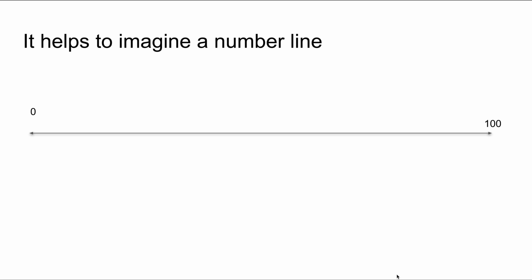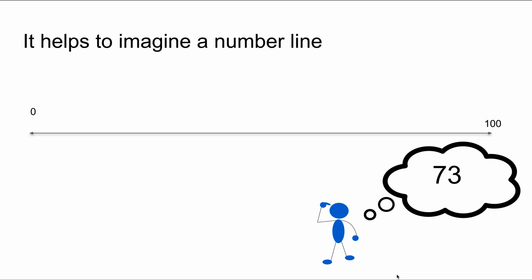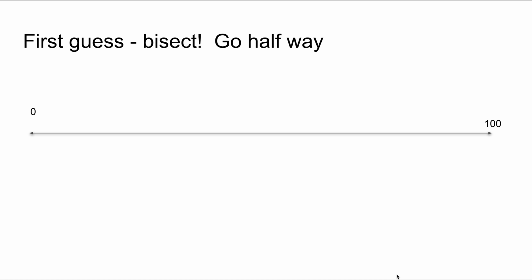So first thing I want you to imagine is a number line. So you've got the numbers between 0 and 100. They're in your head. And what we're going to do is have a person who's thinking of the number 73. Now, you as the guesser don't know 73 is in their head, but the number person is holding 73 in their head. And you've got to get 73 out of 0 to 100 in 7 guesses. So here's what you're going to do.